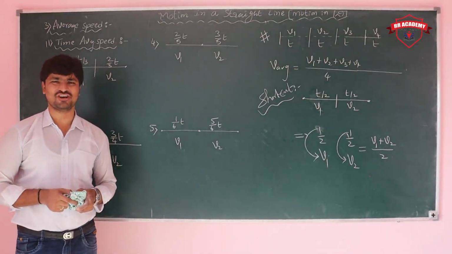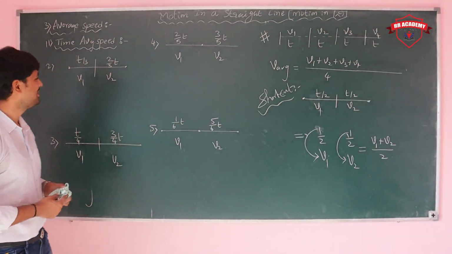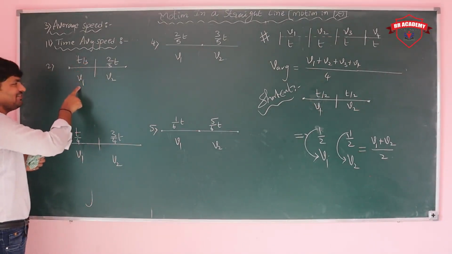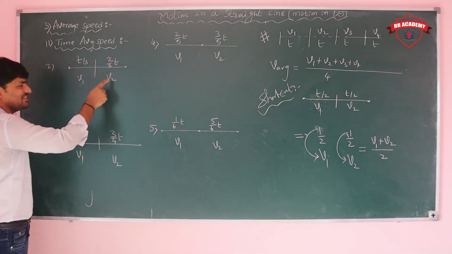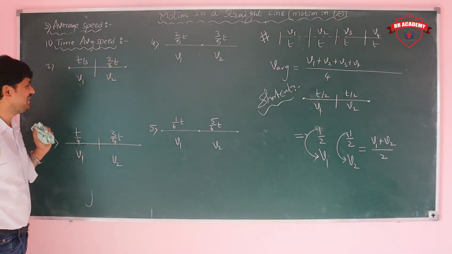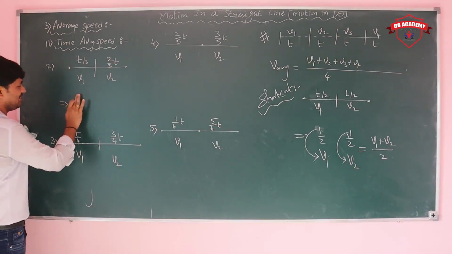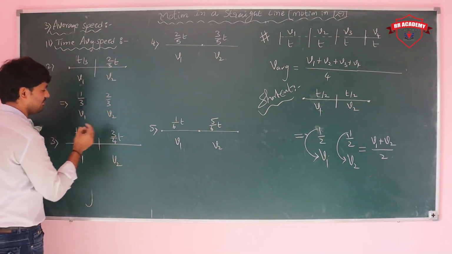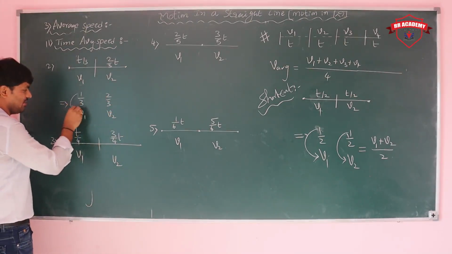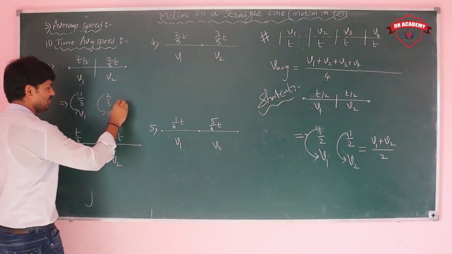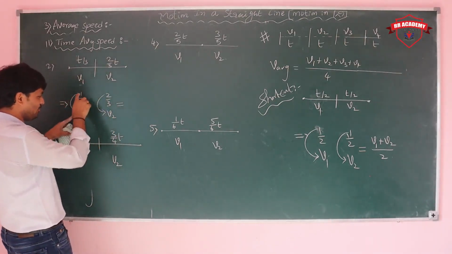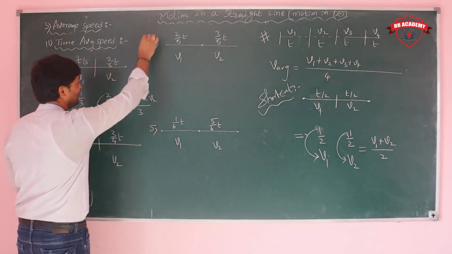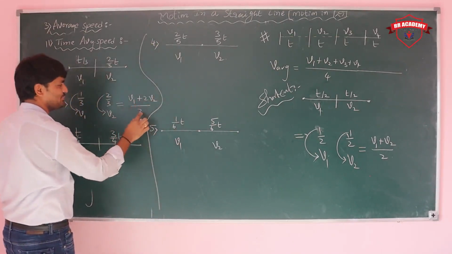We will see some more shortcuts based on time average speed. Here a car travels first 1 by 3 of the time with a speed V1, next 2 by 3 of the time with a speed V2. Then what about the average speed? See here, t by 3 means nothing but 1 by 3 V1, 2t by 3, 2 by 3 V2. Simply 1 into V1, 2 into V2. So that is equal to, again the same formula here, 1 into V1 plus 2 into V2 upon 3. That's all. V1 plus 2V2 by 3.